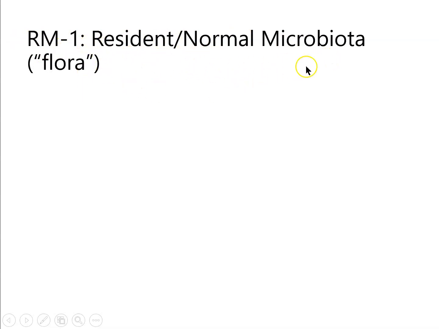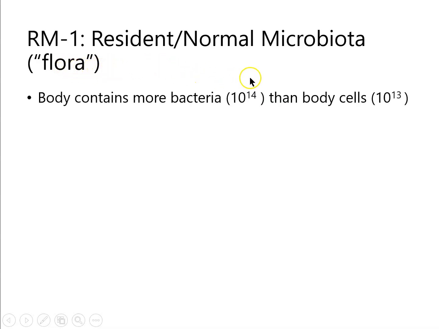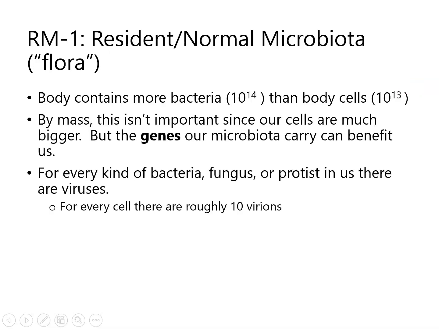So you'll see these historically called the normal flora. Flora refers to plants, and we're not talking about plants, so we don't use that term anymore. There are huge numbers of microorganisms in us. The vast majority of them are in the colon, but they're also present on any other site in the body, and there are 10 times as many bacterial cells as human cells. So this isn't important by mass. Those cells are tiny. Bacteria are much smaller than human cells.